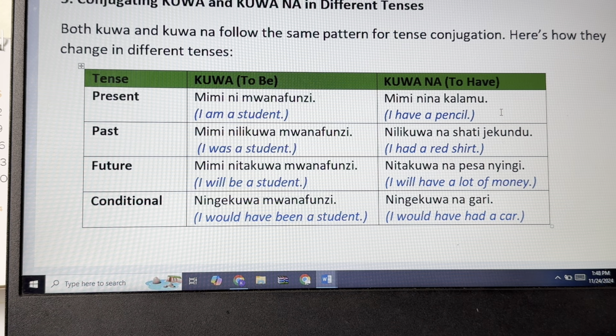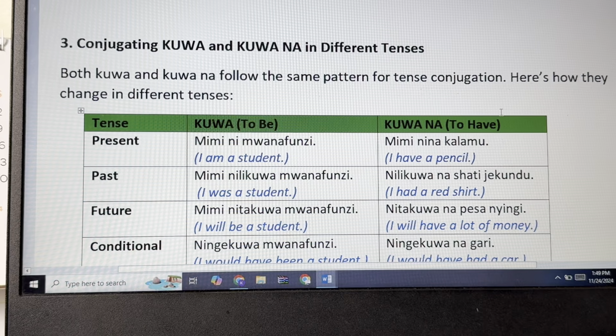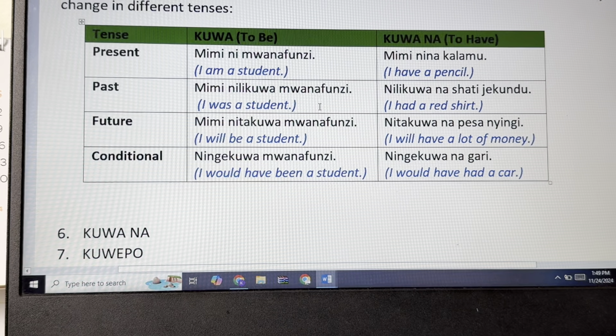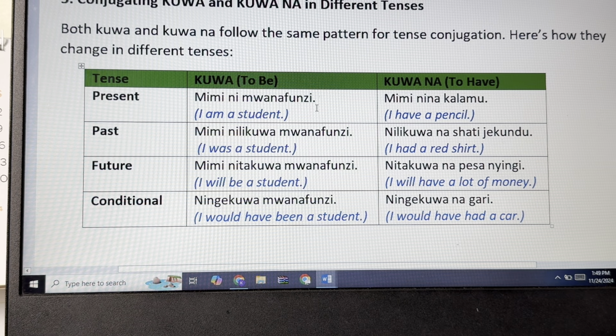But we have another lesson on conditional. It will be explained in this book. It is upcoming actually. It's called Swahili, the noun class, another aspect of Swahili grammar. And if it's ready, I'll let you know where to find it. So this is the main difference of the verb kuwa, to be, and kuwa na, to have.